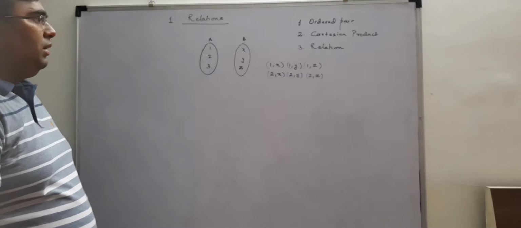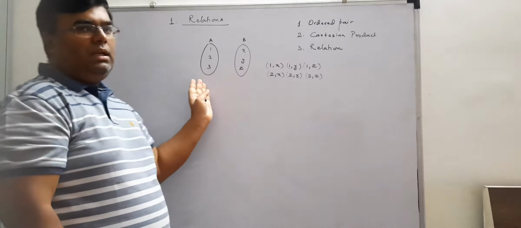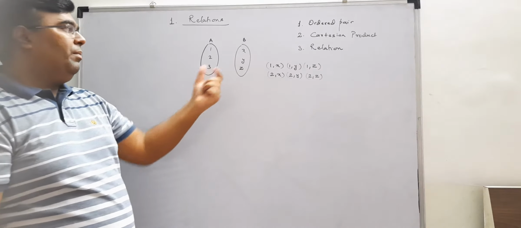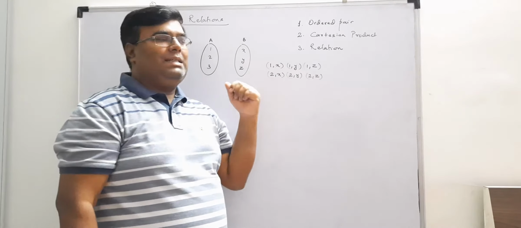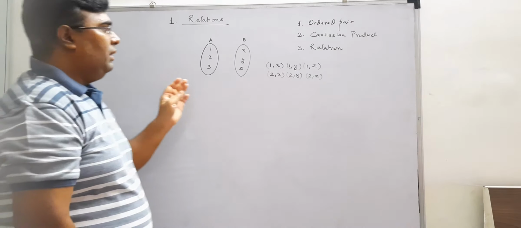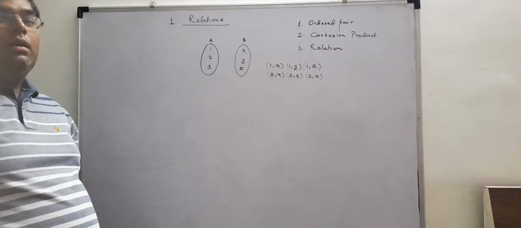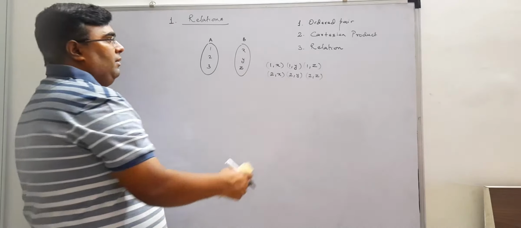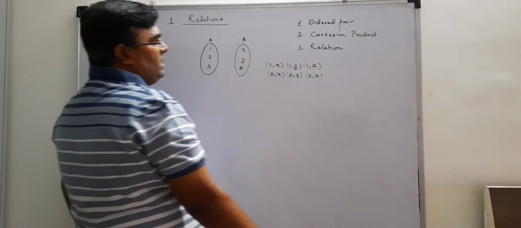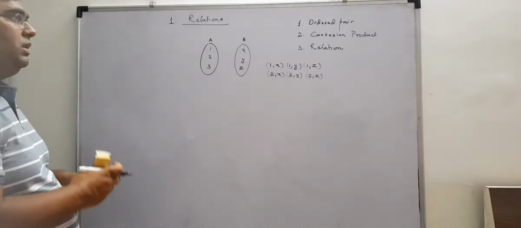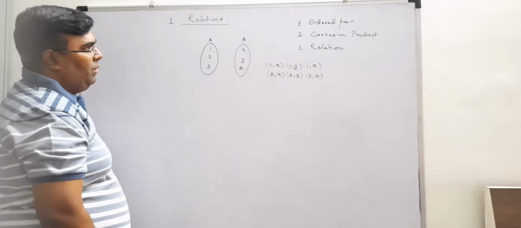So these are the examples of ordered pair where we have taken the first element from the first set and the second element of every pair will be from the second set. In this manner we can write the ordered pair. Now where will we use this ordered pair? For that we have a second concept here, which is Cartesian product.